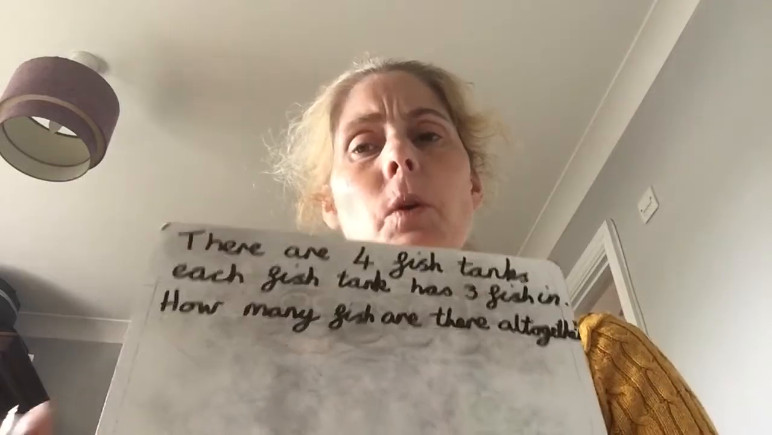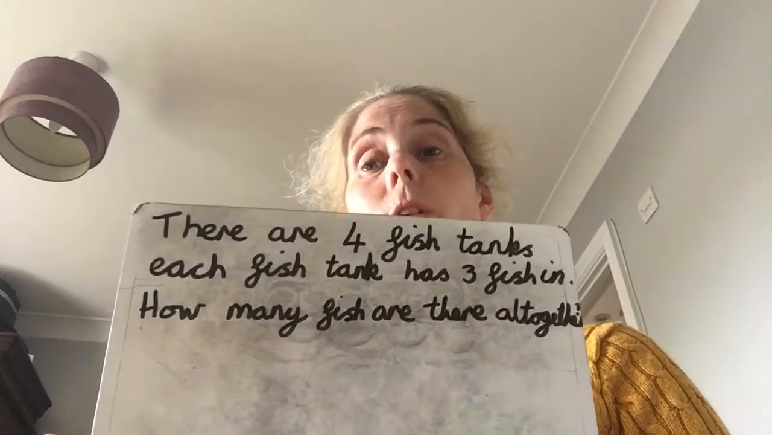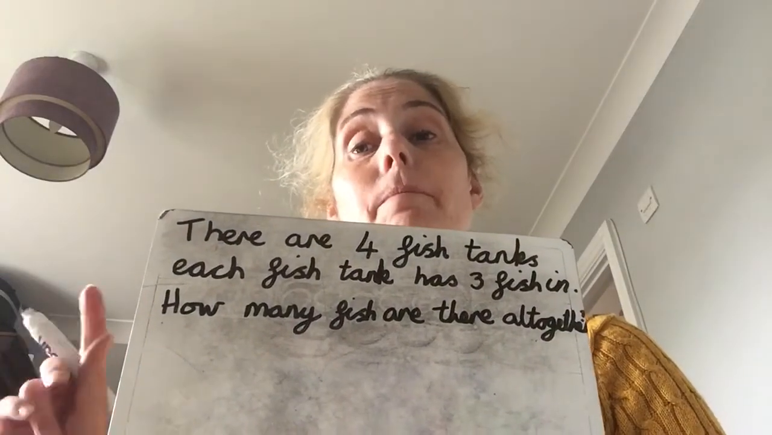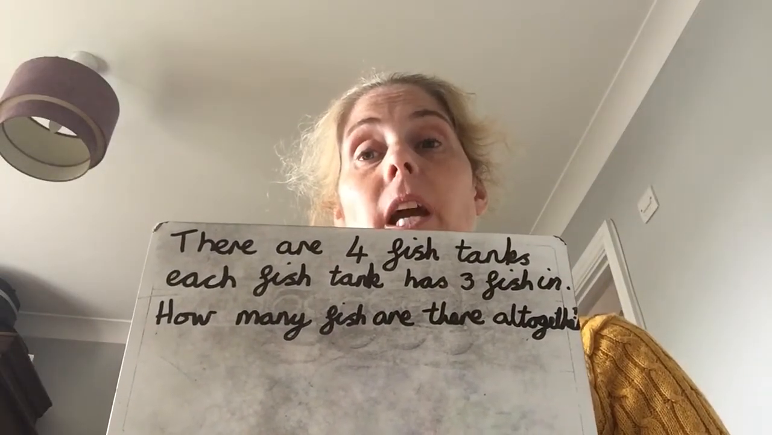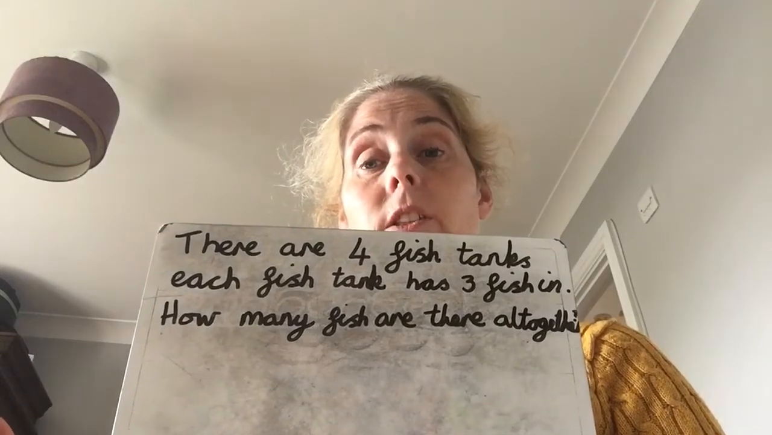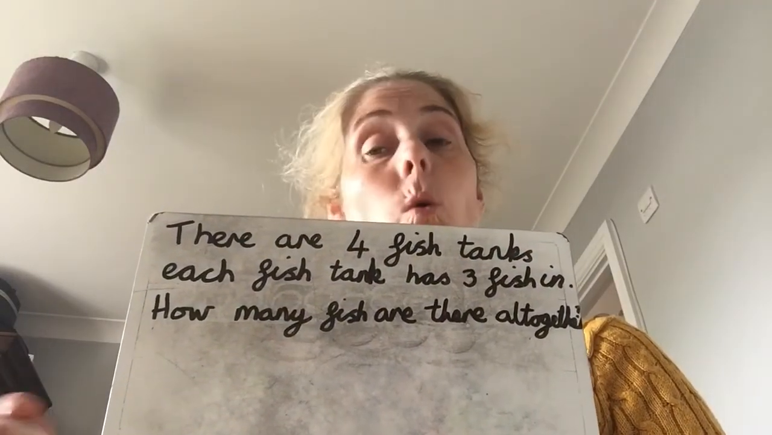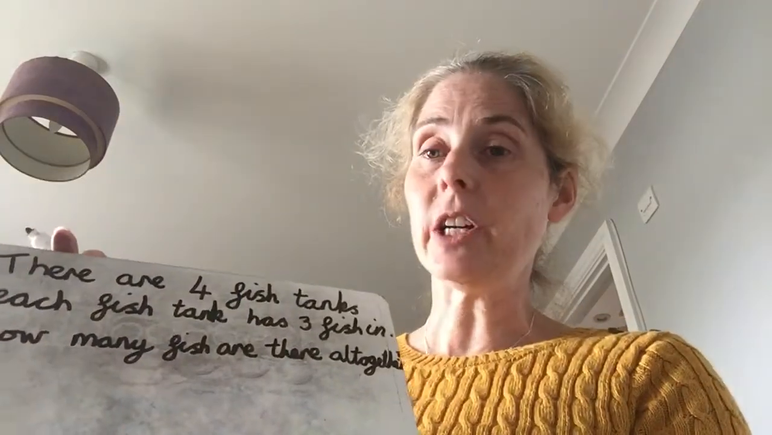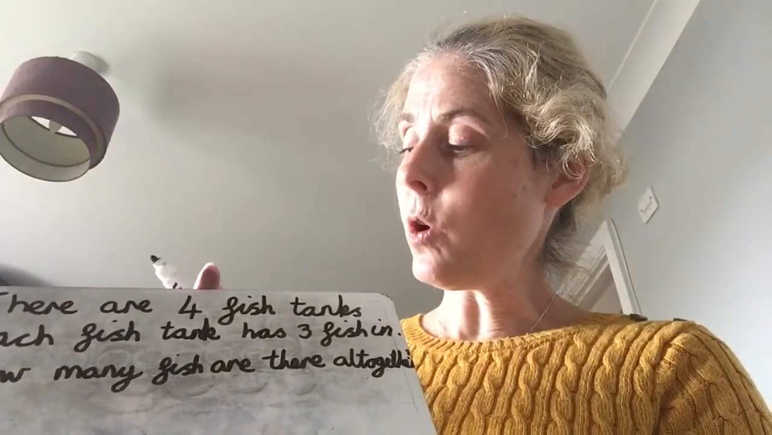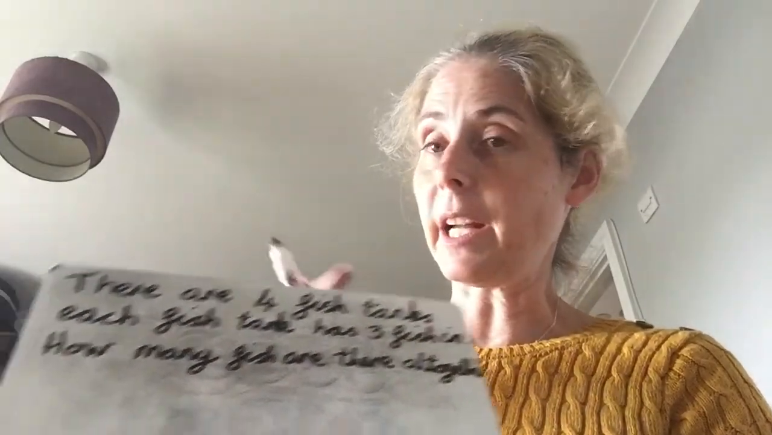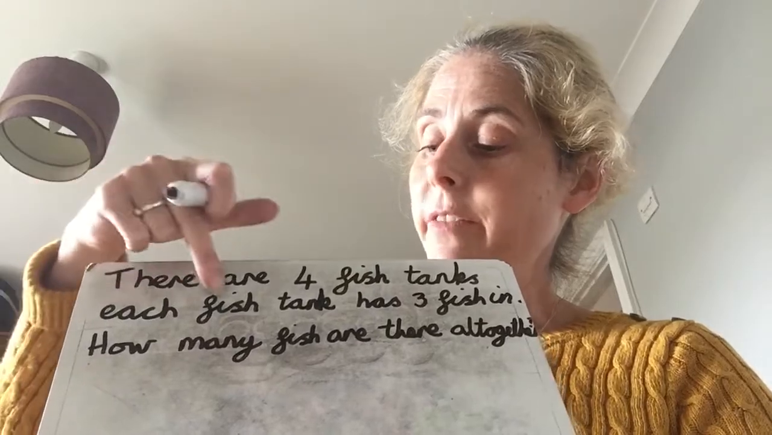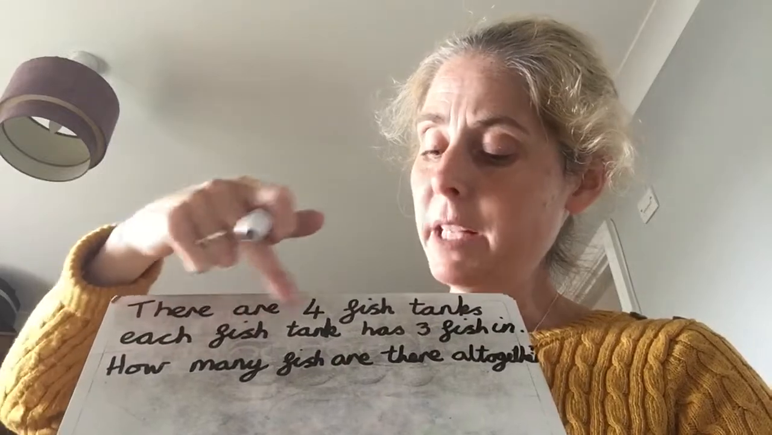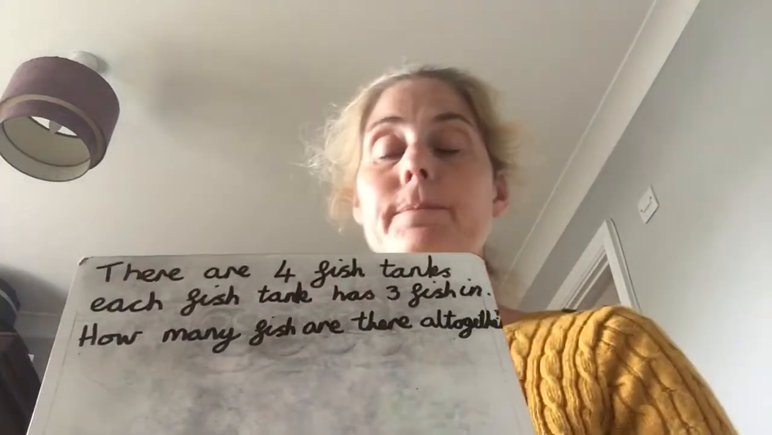Now, the important thing that I will always say to you about word problems is always read them more than once. Don't just read them once because you might miss some information. Okay, so always read them more than once. So I always read it first, all the way through. Okay, so let's do that together first. There are 4 fish tanks. Okay, each fish tank has 3 fish in. How many fish are there altogether?